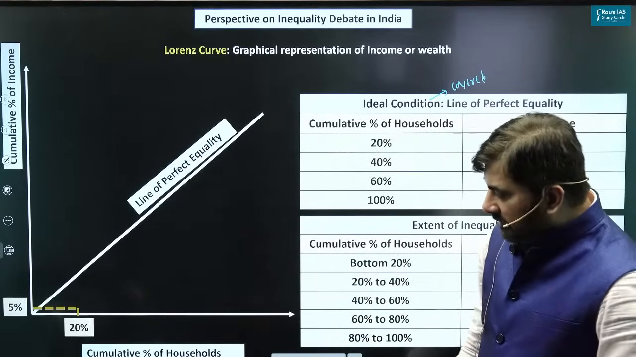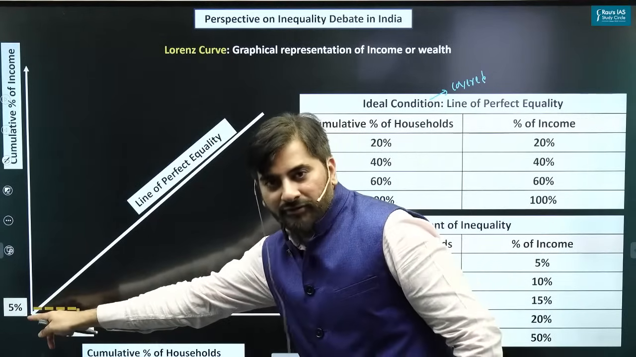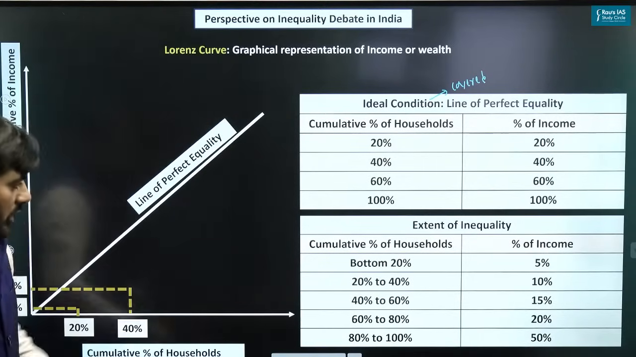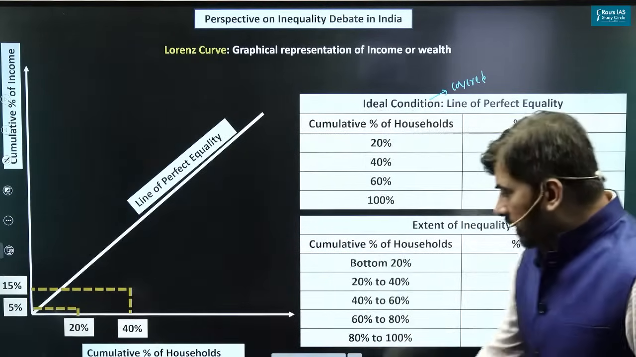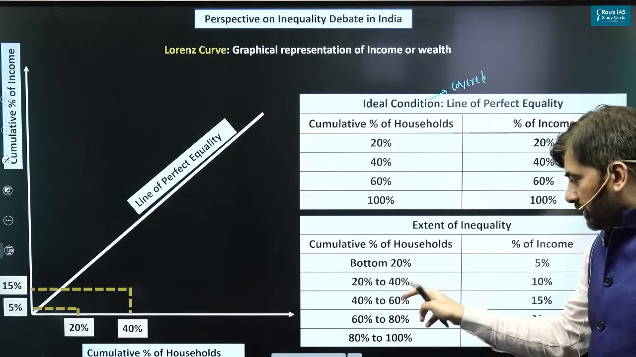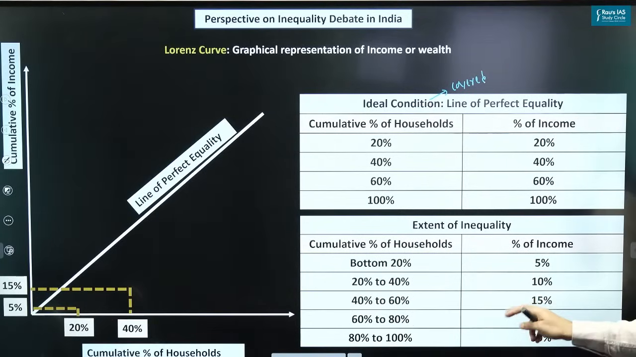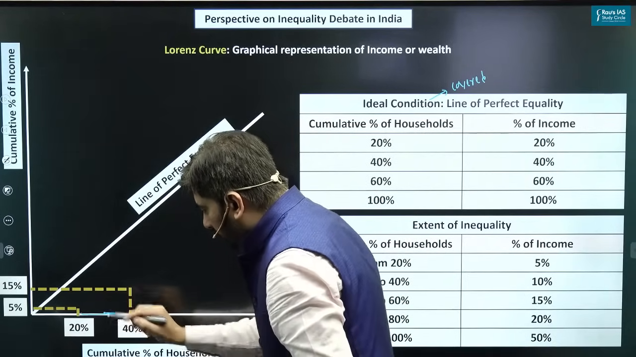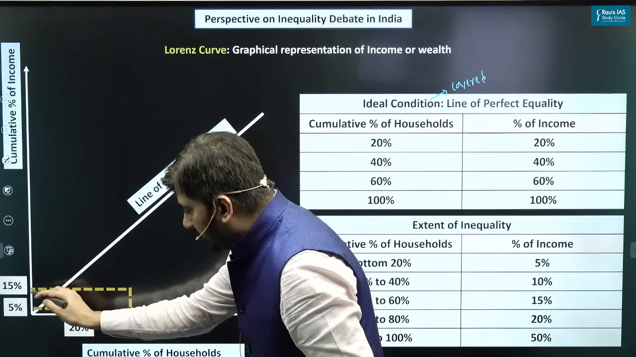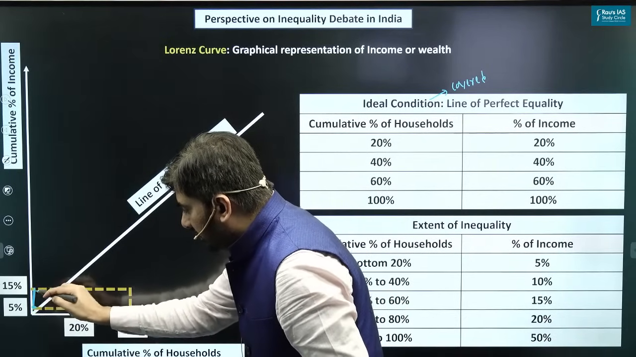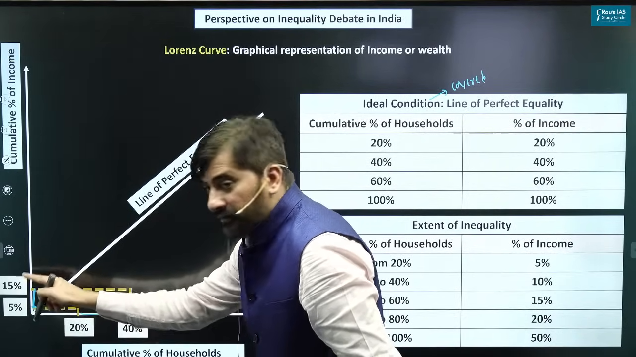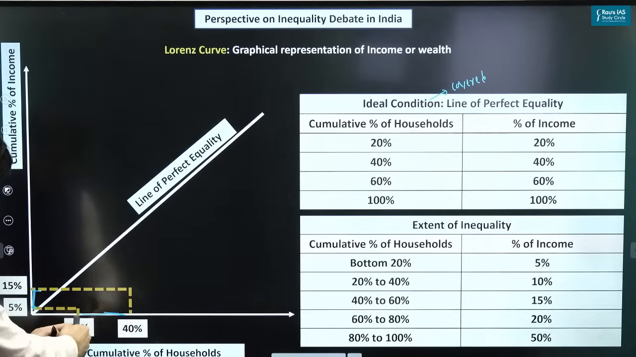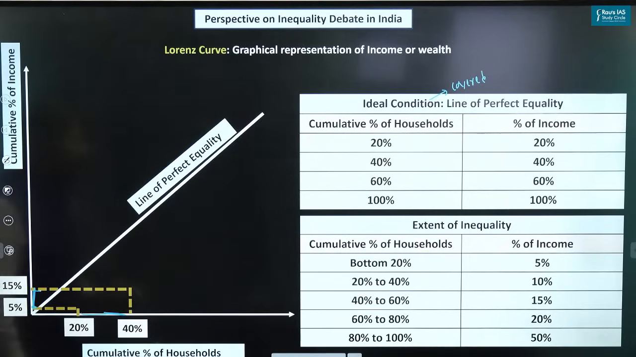How will I get the points? 20% households have 5% income. Same way, households from 20 to 40%, they have access to 10% of income. Can you see? For 20 to 40, this percentage of households, how much income do they have access to? We can just concentrate on 15 minus 5. 15 minus 5 is 10%. So the households which belong from 20 to 40%, they have access to just 10% of income.